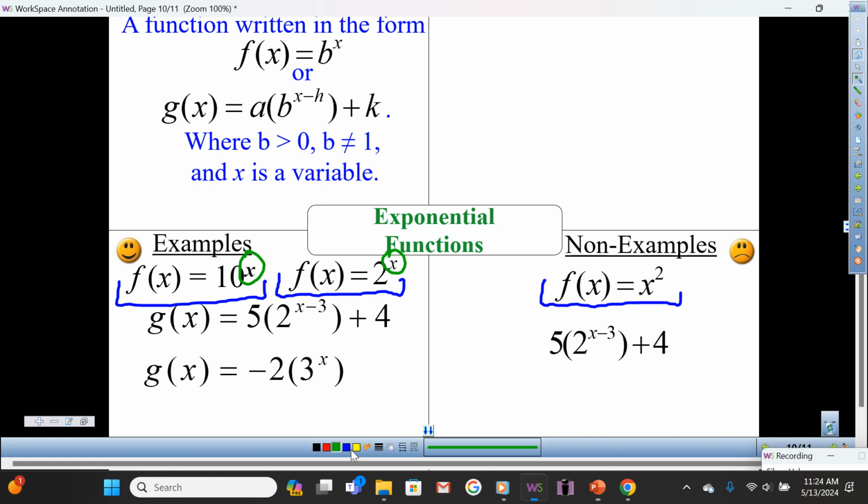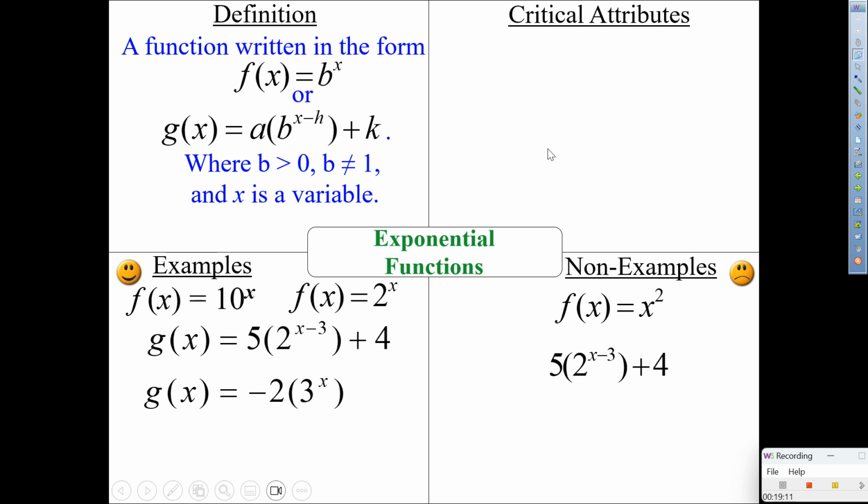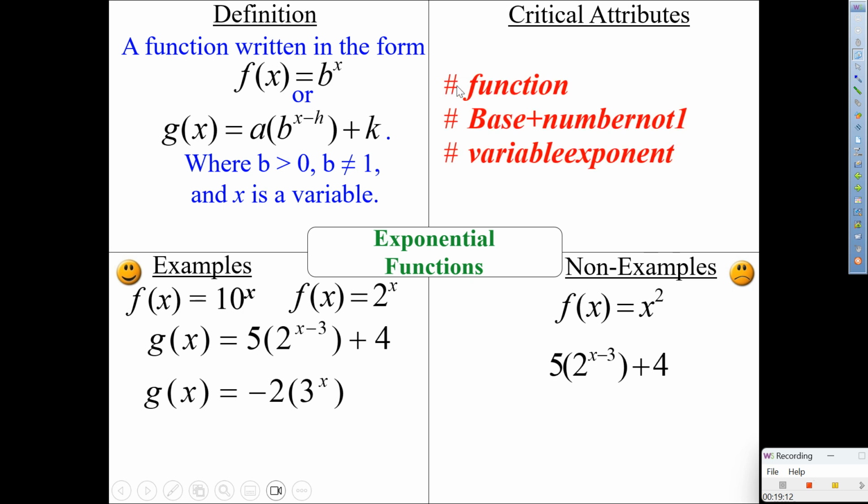Pass them on, Jay. Anthony D, why is this one not? Yeah, it doesn't have an equal sign equal to g of x or f of x. That is correct. So copy the hashtags, please. It has to be a function, so hashtag function. Hashtag a base that is a number, not 1. And the last one, hashtag the variable exponent. The exponent has to be a variable. Okay?